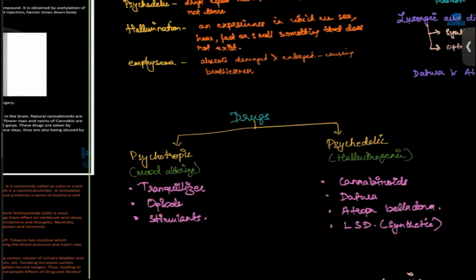There are two types of drugs: psychotropic and psychedelic. Psychotropic alters the mood. Have you seen someone who is mad, and after that you give them an injection and they calm down? That is a mood altering drug.